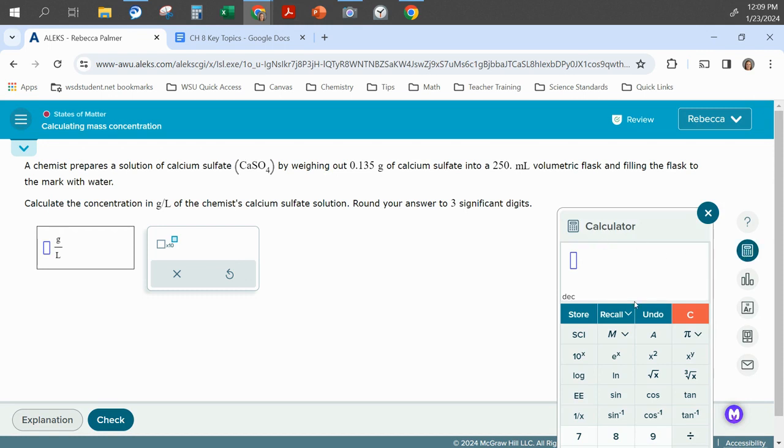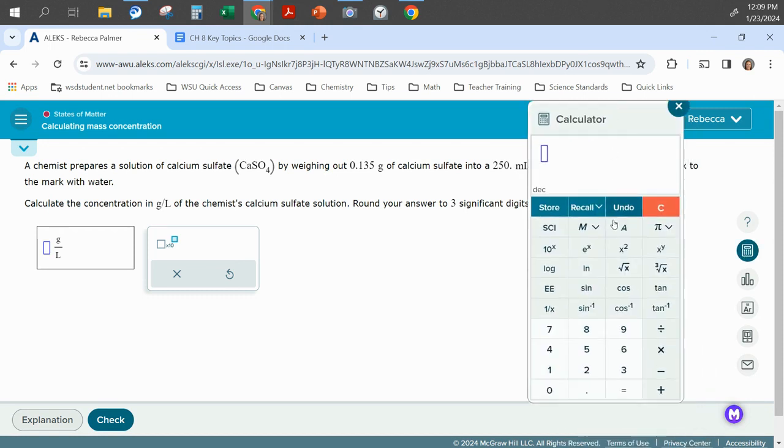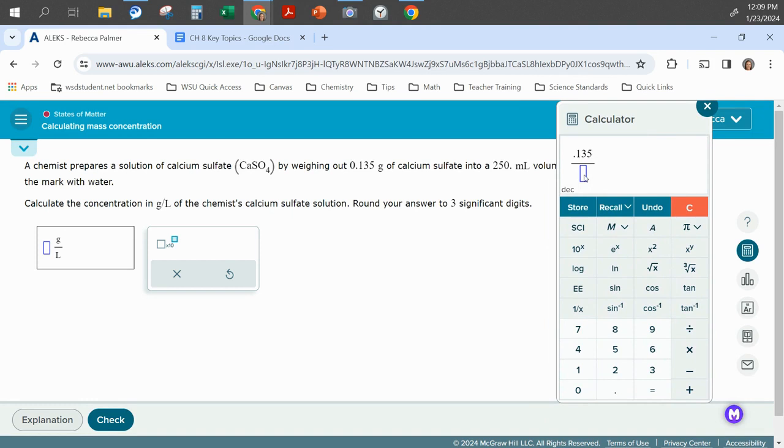So let's do that really quick. So grams, 0.135 divided by, I'm going to convert milliliters to liters in my head, so that's 0.2. So 0.54 grams per liter. Oh, I have an extra. Okay, also let's see. This one has 3 significant digits. This one has 3. So my answer has to have 3 significant digits. So I need to add a 0 at the end. Now my answer has 3 significant digits.